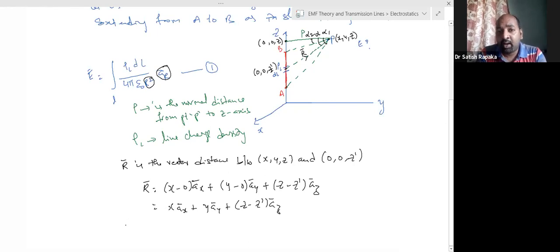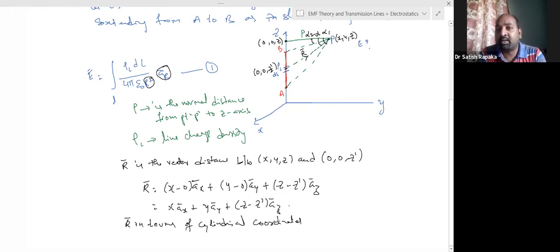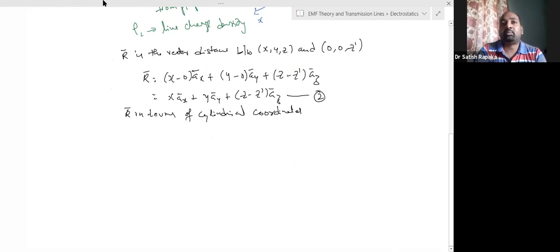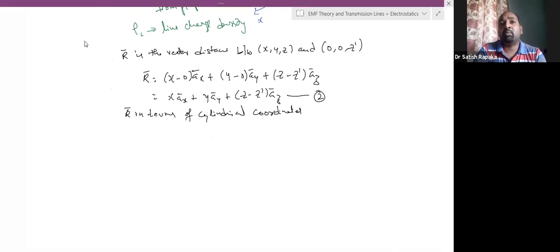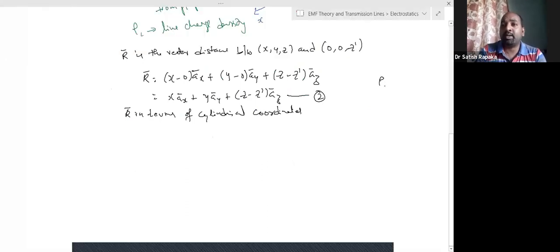Let us say this is equation 2. Equation 2 needs to be expressed in terms of cylindrical coordinates. Why cylindrical coordinates? Because the normal distance is rho, and we have angles.